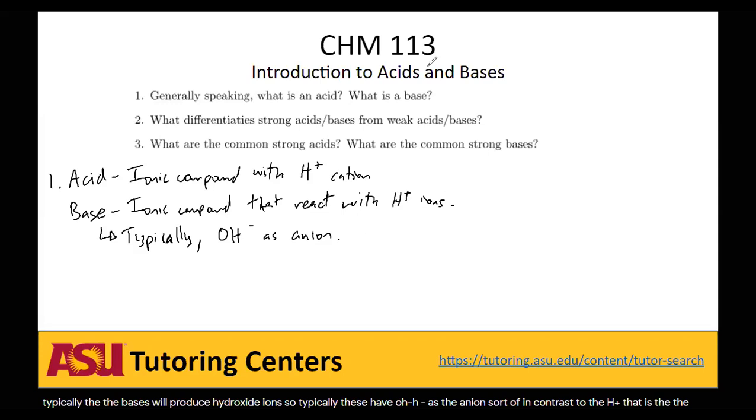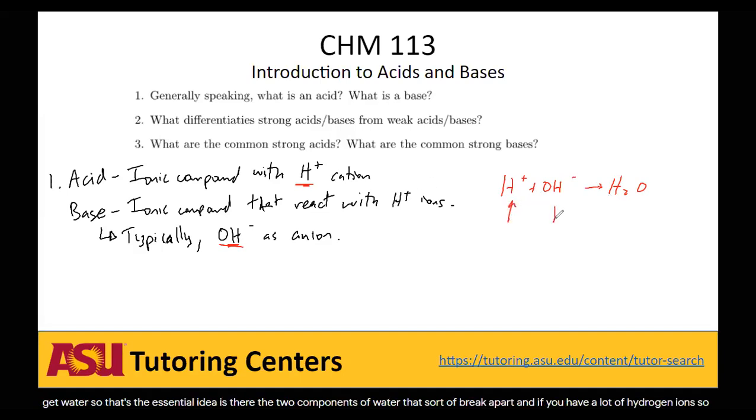So something you'll notice, the big reason why is the hydrogen ion and the hydroxide ion, if you were to put them together, what would you get? You would get water. So that's the essential idea, they're the two components of water that sort of break apart. And if you have a lot of hydrogen ions, it's very acidic. If you have a lot of that, it's very basic. But they kind of cancel each other out.